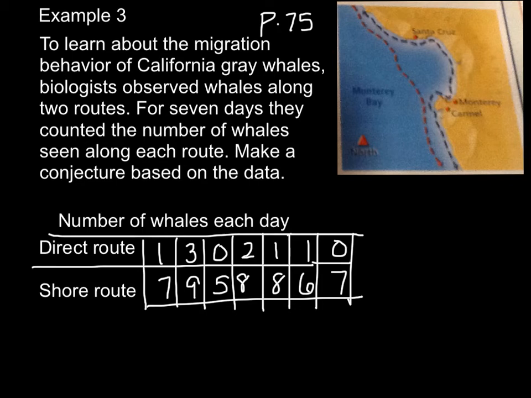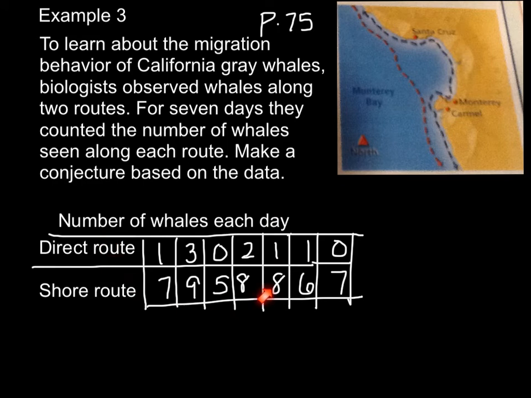To learn about migration behavior of California gray whales, biologists observed whales along 2 routes. For 7 days, they counted the number of whales seen along each route. Make a conjecture based on the data. Now, if you can see up here, the red is the direct route. The shore route goes along the shore. That's the black dotted line.